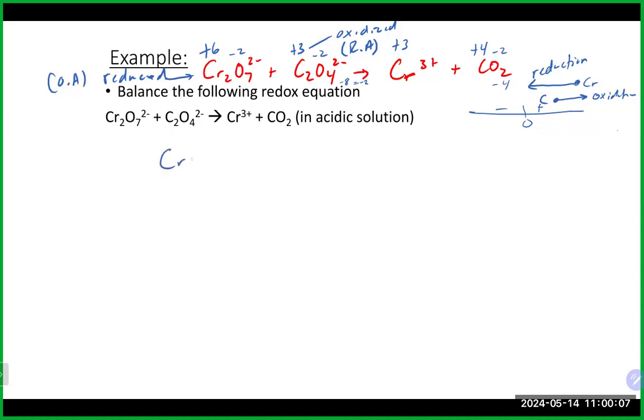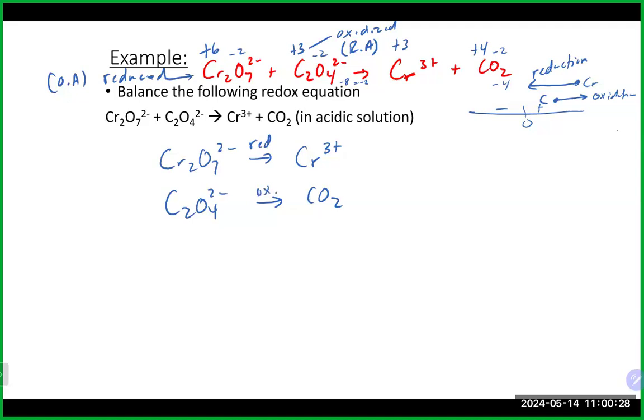So chromiums with chromiums in this case, and carbons with carbons, really, in this case. And again, this is going to be our reduction. That's going to be our oxidation. We're ready to balance everything other than oxygen and hydrogen.